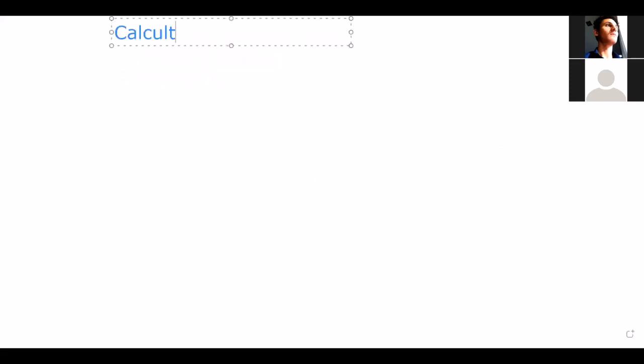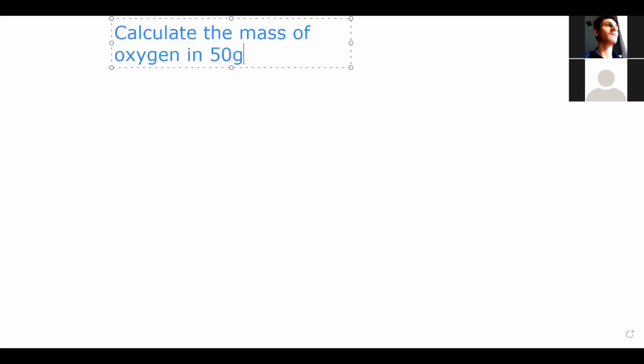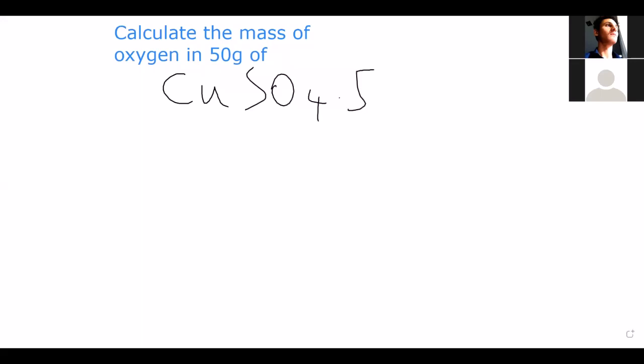The question says calculate the mass of oxygen in 50 gram of copper sulfate crystals. So for copper sulfate crystals, the formula is again CuSO4.5H2O.